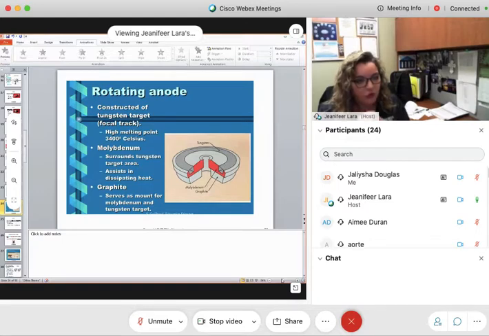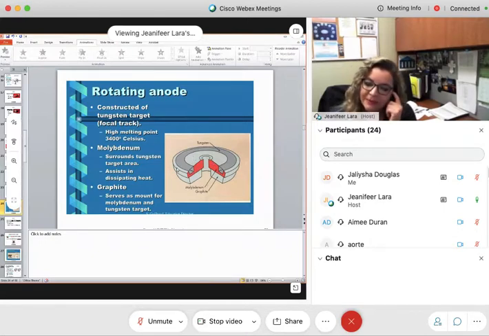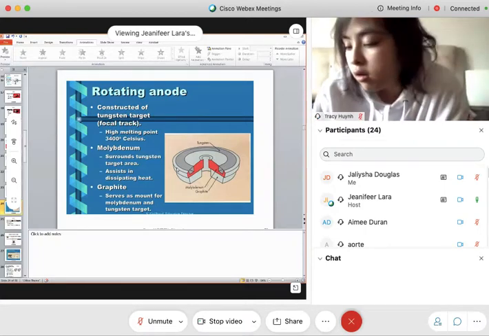Good. The rest of the disc, the actual disc itself, is made up primarily of what, Javier? Not tungsten. Tungsten is the focal track of the anode disc. What is in the middle? What sits in the middle of the track and on the outside of the track? Molybdenum and graphite. Molybdenum.